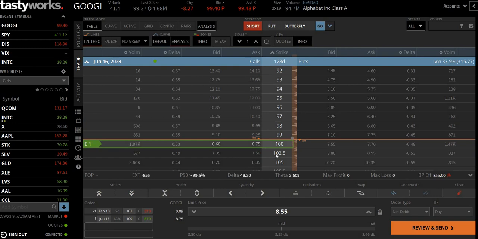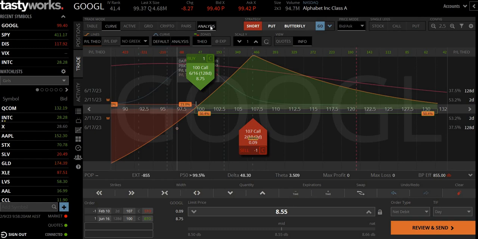Now, if we look at what's happening after the close today, the price has gone up already a little bit. So it closed at 99.37, but now it's trading at 99.43. So if it continues going up, then the value of this diagonal trade that I purchased is going to keep going up. At the moment, the mid price, as you can see, is at $8.55. I purchased it at $8. And let me show you the analysis of this particular trade.